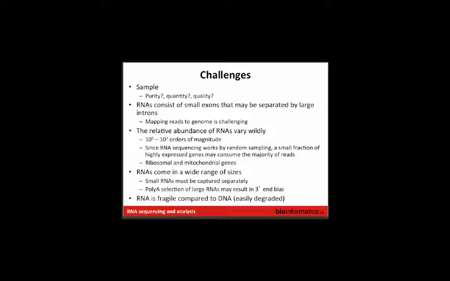That creates a wide dynamic range, and there are different estimates about what that is, but it's in the range of 10 to the 5 to 10 to the 7 orders of magnitude between the most lowly expressed gene and the most highly expressed gene. That creates a huge sampling problem for us, because RNA-seq works by random sampling. We're not directing the sequencing in any real way. We're just taking RNA out of cells and shotgun sequencing it, basically pulling reads randomly out of a hat. When we keep pulling these reads randomly out, we tend to keep getting the most highly expressed things over and over and over again.